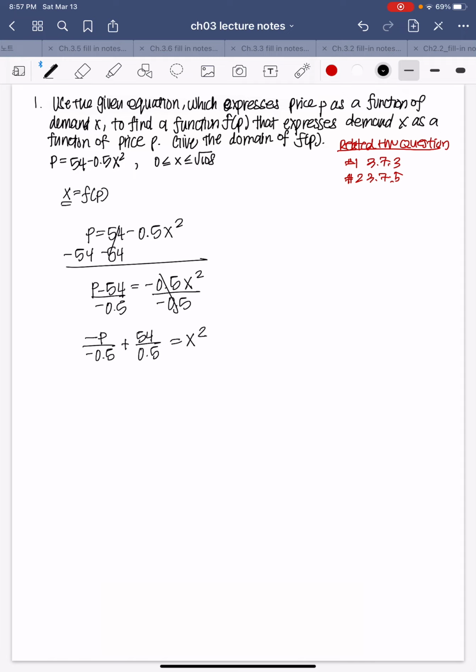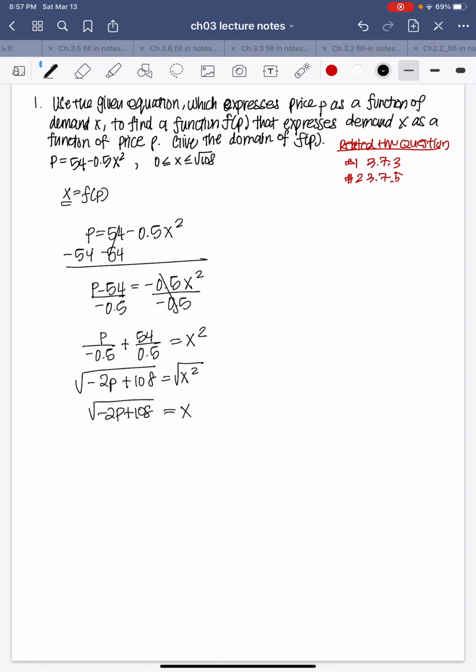Now, oops, I don't know why I put negative p. It should be positive p because it's positive here. Now, negative half on the bottom will make a negative 2p. 54 divided by half is positive 108, equal to x squared. In order to have x by itself, I would square root each side. So x is equal to the square root of negative 2p plus 108.